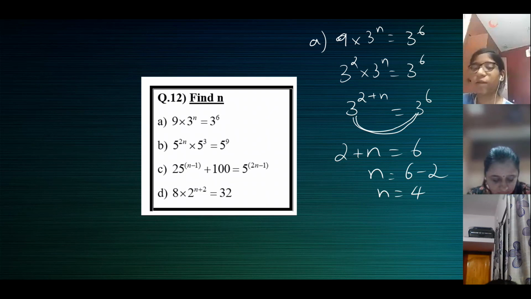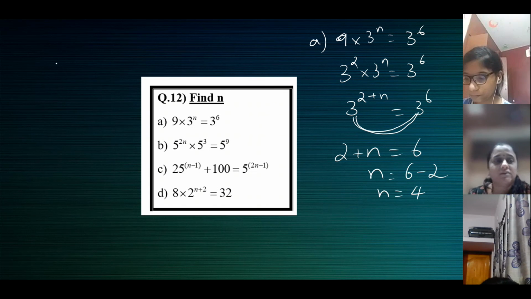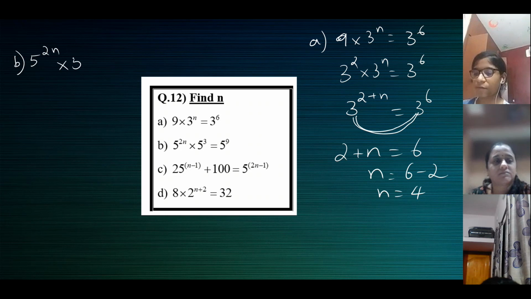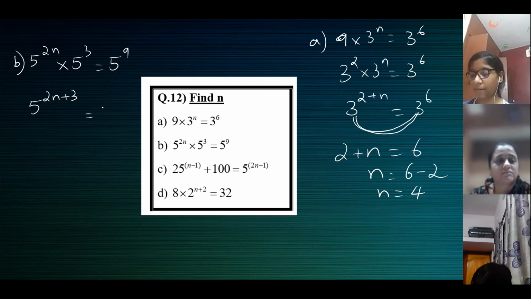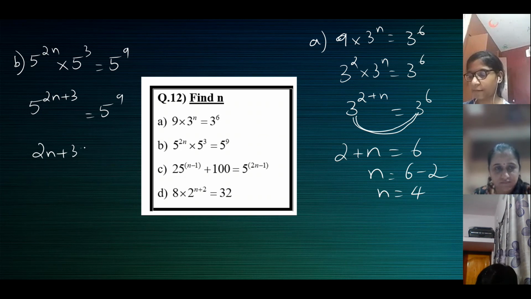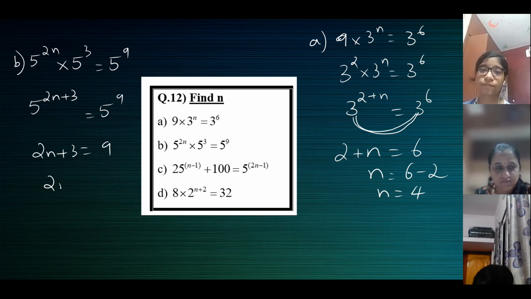Ma'am, that is also n equals 4. Okay, tell me the steps. Ma'am, the bases are the same, so we add the exponents. So 2n plus 3. So 5 raised to the power 5n, 5 plus n. So we equate the powers. So n equals 9 minus 5, so n equals 4.